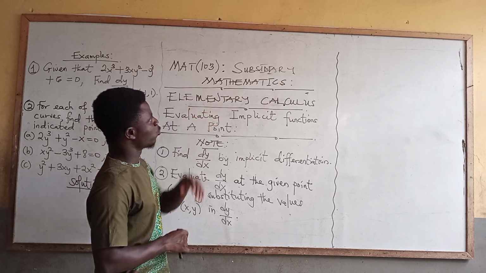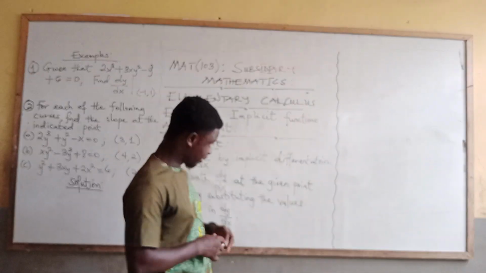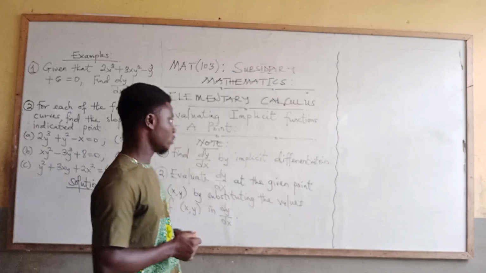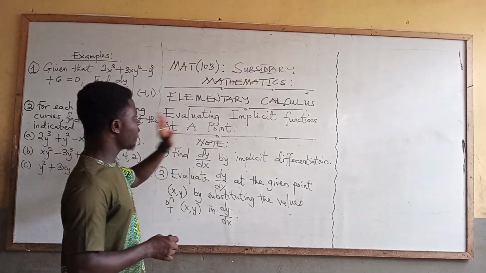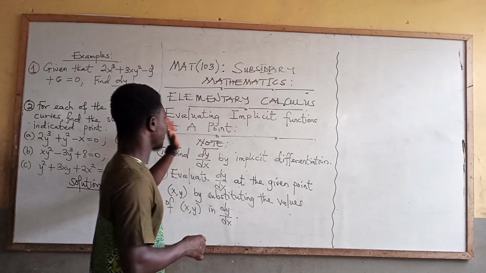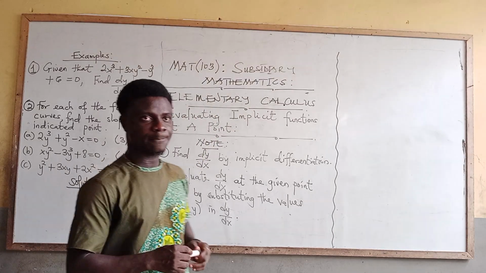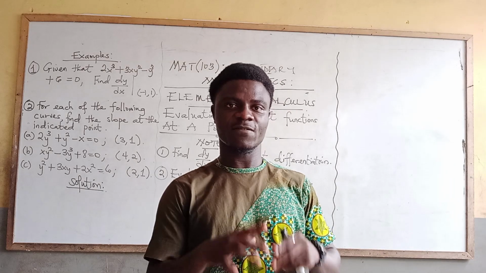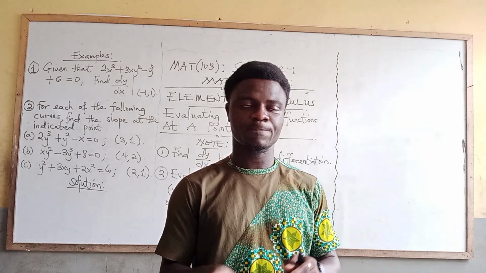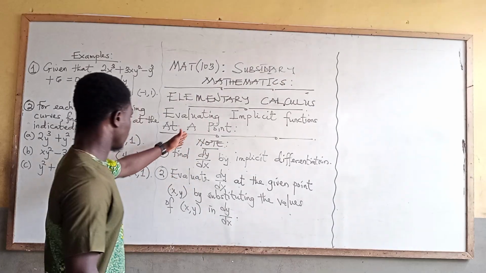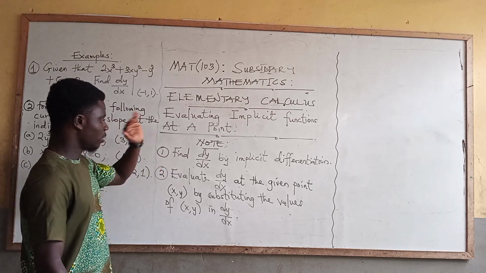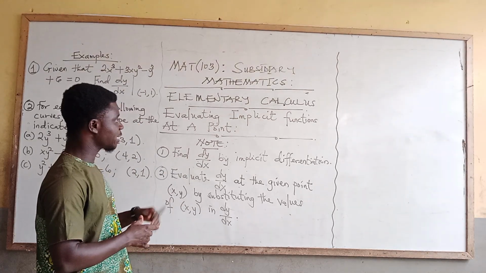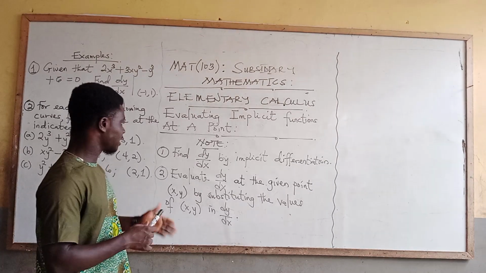We are still on MTH 103, Subsidiary Mathematics. This is elementary calculus. We'll be treating evaluating implicit functions at a point. We want to evaluate implicit functions at a point. Now, let's see the steps which we can use towards evaluating implicit functions at a point.